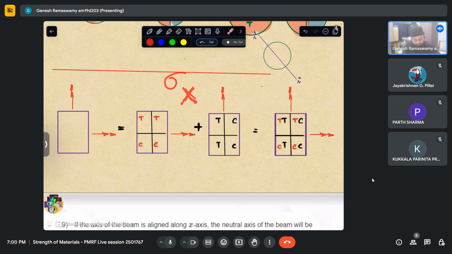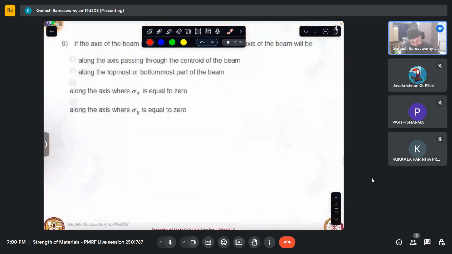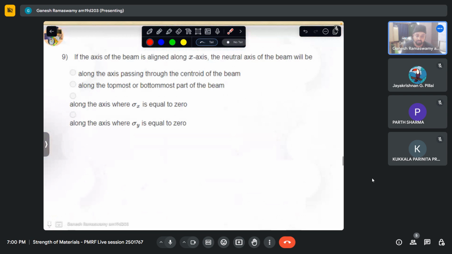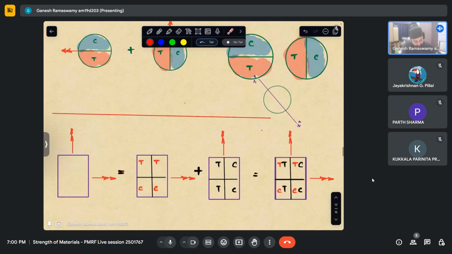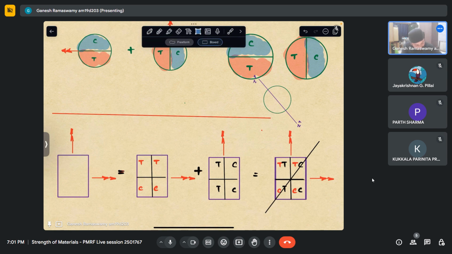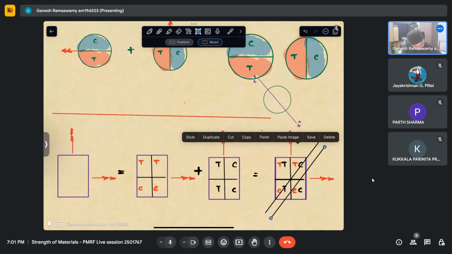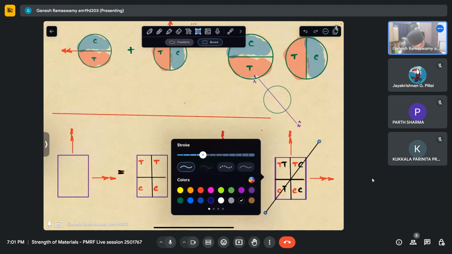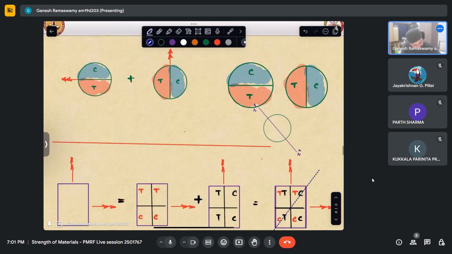So along the axis, whatever is the normal stress by virtue of bending, that is what we are trying to study here. So wherever that goes to 0, we define that as the neutral axis. So I suppose that is what we have been seeing here. I'll just put one dotted line. Yeah. So this is my N.